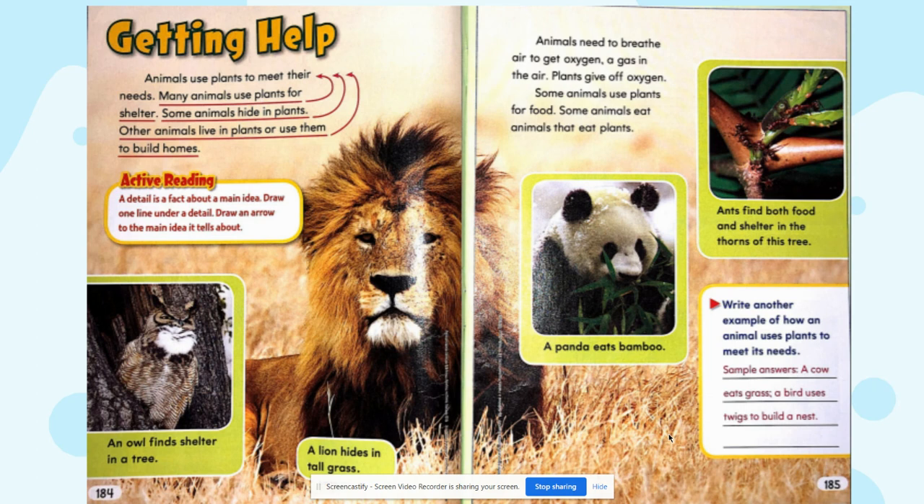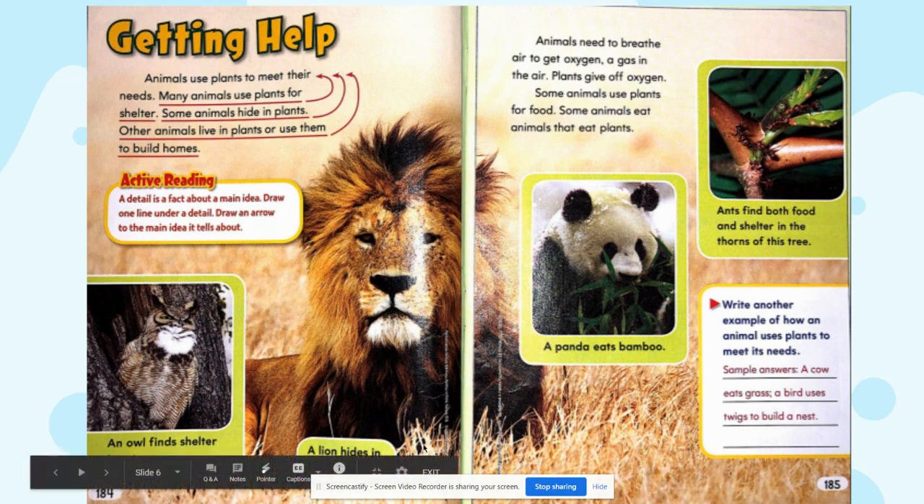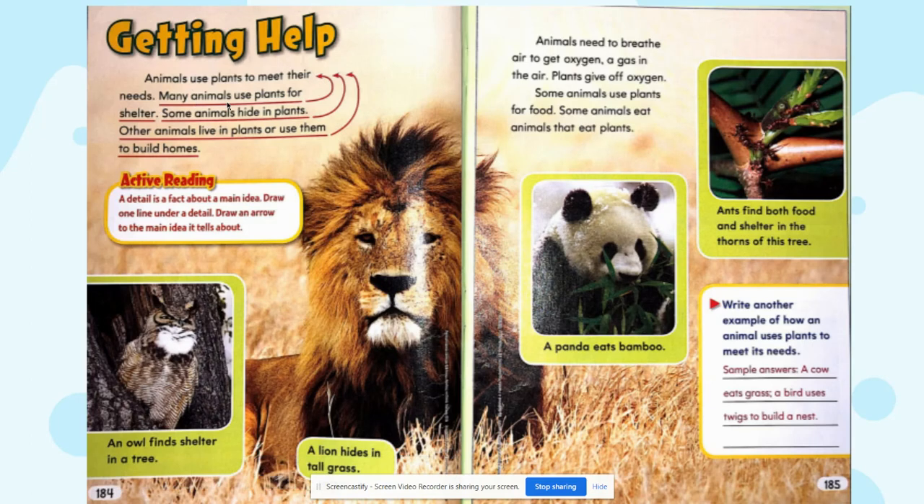Remember that you can always just pause and go back because this is a recording. Now, on page 184, it says getting help. Let's see. It says animals use plants to meet their needs. Many animals use plants for shelter. Some animals hide in plants. Other animals live in plants or use them to build homes.